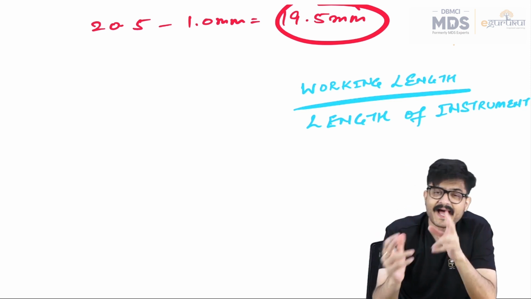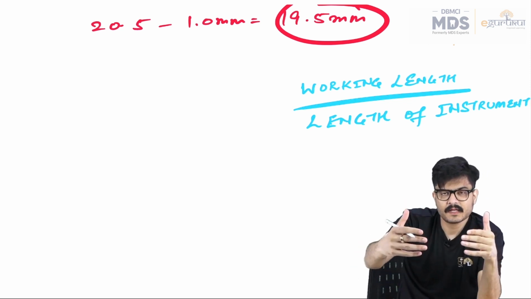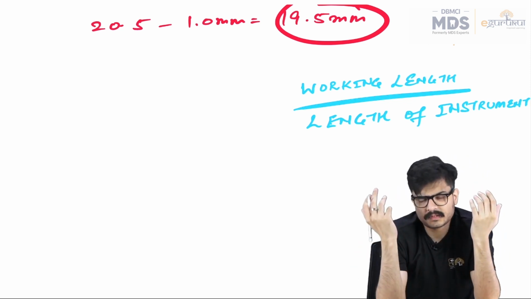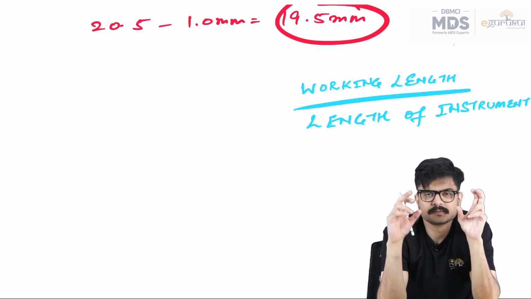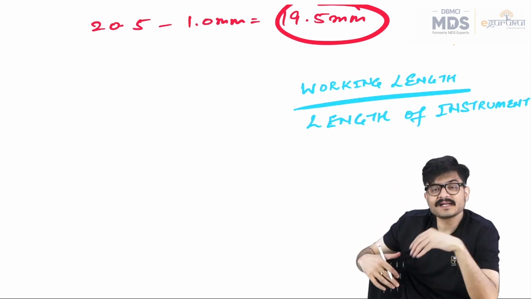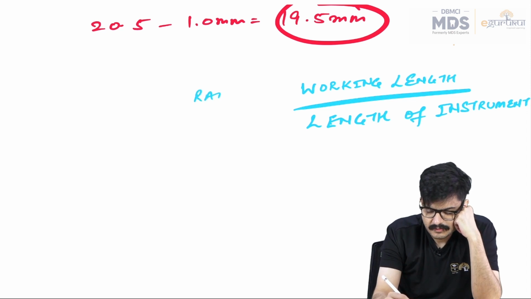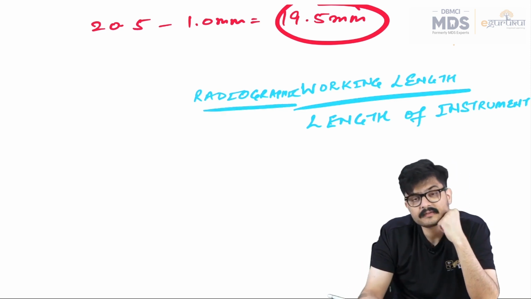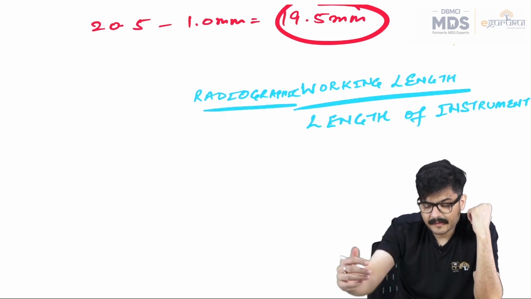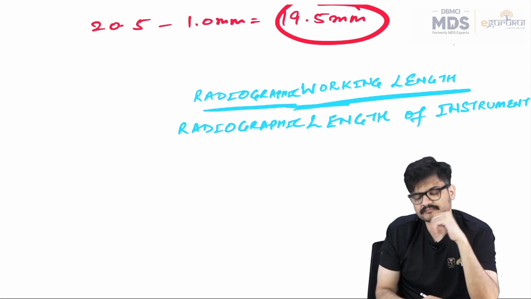Right? As seen on the radiograph, as seen on the X-ray. So if I have an X-ray in which I have checked the length of the tooth as 23 mm, my radiographic working length would be 22 mm. So this would be my radiographic working length. So radiographic working length divided by the radiographic length of the instrument. Now what does this mean?